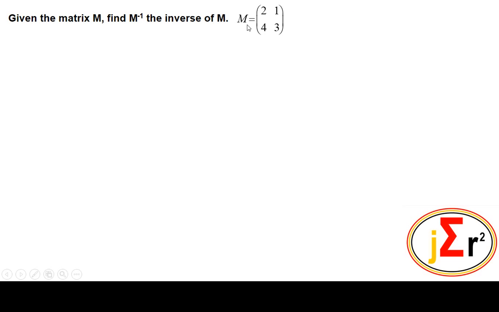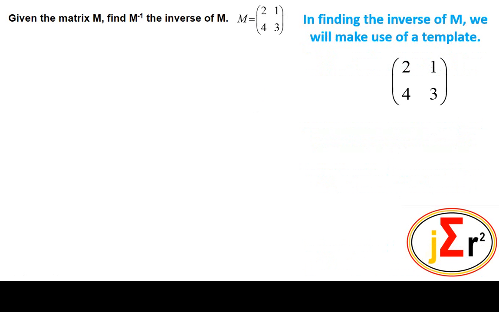M is equal to 2, 1, 4, 3. We read a matrix row by row. So that is 2, 1, 4, 3, and we are required to find its inverse. In finding the inverse of M, we will make use of a template.